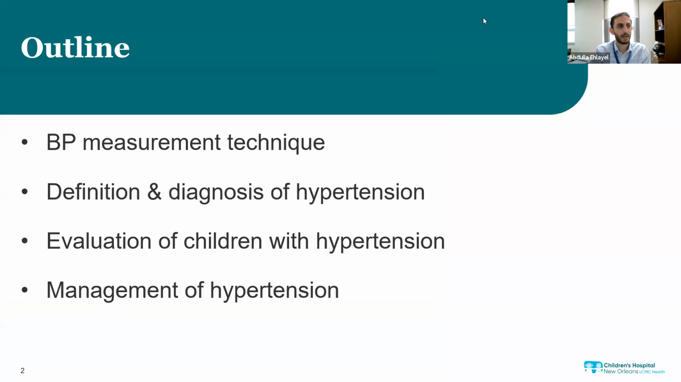So for today, inshallah, we'll talk about the blood pressure measurement technique, how you define and diagnose hypertension, some basics of evaluation, and then some basics of management of hypertension in children. So we'll start, inshallah, with the technique. The reason I like to start with the technique is that you can't talk about anything with hypertension, the diagnosis, the evaluation, or the management, without first talking about the blood pressure measurement technique.